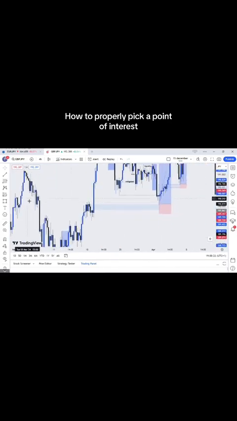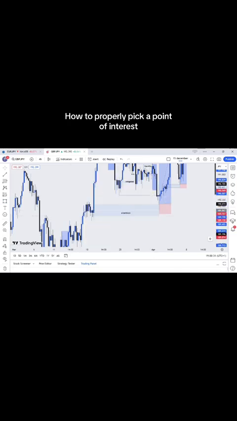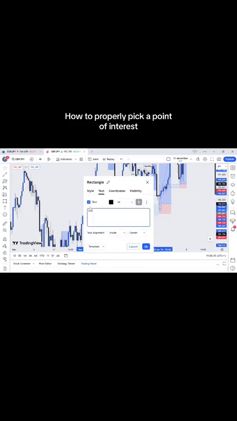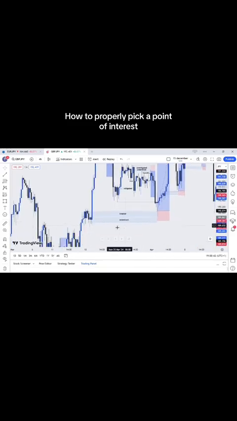This is an order block here. This is an order block here. This is a breaker block here. Now, had I been waiting for price to come touch this order block, I would have missed this trade. You get? So you have to pick the point of interest that is closest to liquidity.